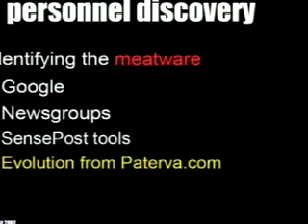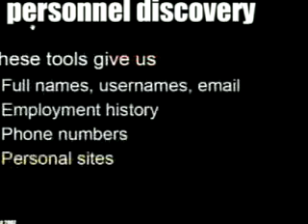And SensePost had a tool called BiLE that's part of that, and they also have another tool for discovery. But I really prefer Evolution from Paterva, Roelof's tool. It's excellent. So these tools give us the full name, the username, the email address of whoever you're looking for. They can also give you their employment history. You can find links to their old email addresses in different companies, support tickets and news groups, all sorts of fun stuff.